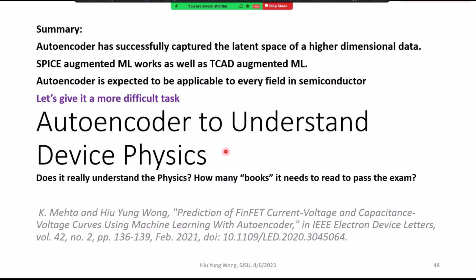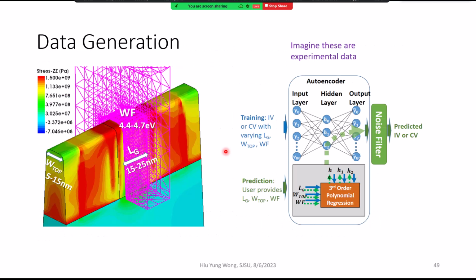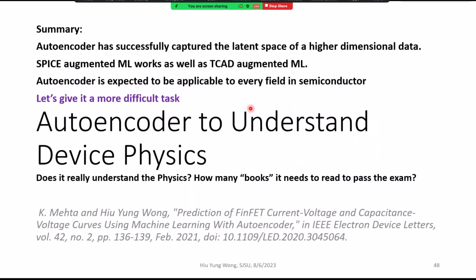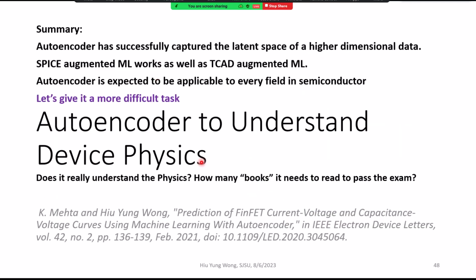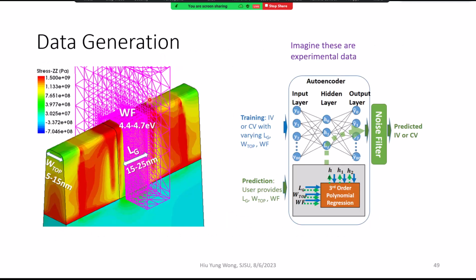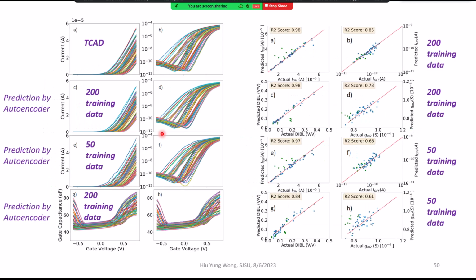Okay, so let's... sorry, I'm a little bit too fast. Not there yet. Here, actually, I try to verify this with a more difficult task. So this is a 3D simulation of so-called FinFET. We try to vary the width, length, and work function, and we use the same method to train the autoencoder, and then correlate the hidden variable to these 3 variables. Right. This is where the result is similar.